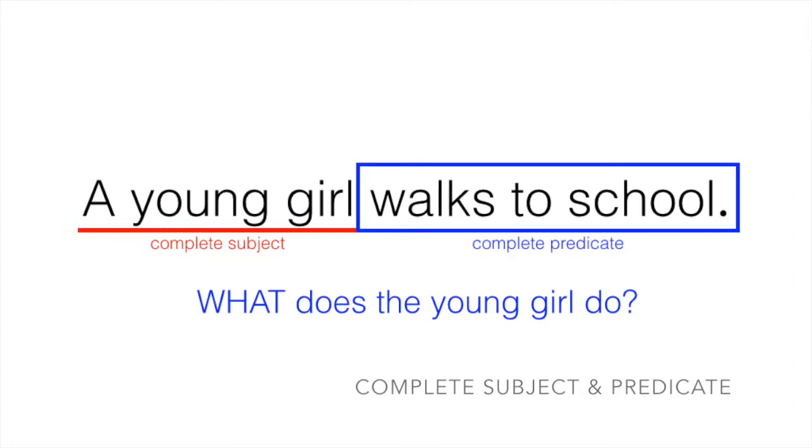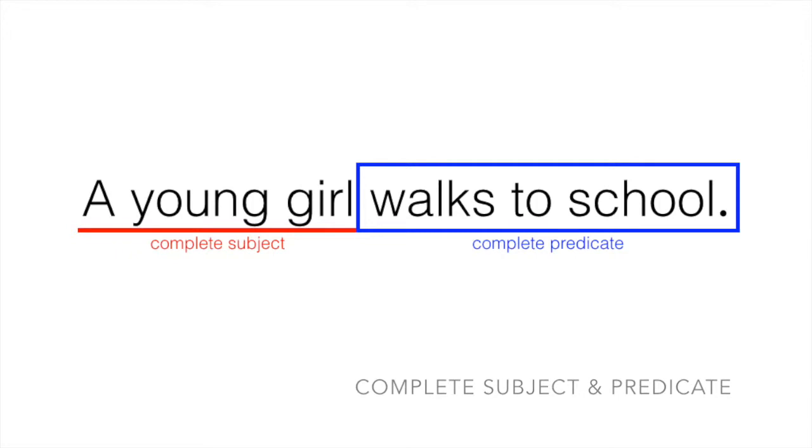So remember that our complete predicate is the verb and all other words that follow. So walks to school is the complete predicate. So we have a young girl, which is your complete subject, and walks to school, which is your complete predicate.